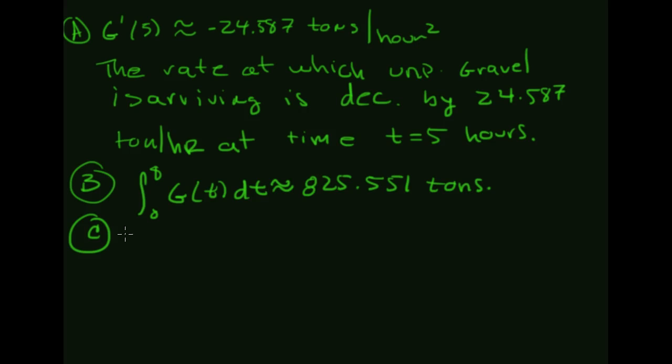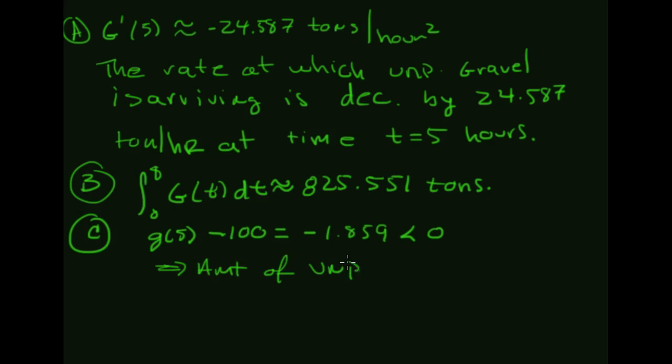Part C simply wants to know if the amount of unprocessed gravel at the plant is increasing or decreasing. So what we need to do is say this is the rate at which things are arriving at time 5. We subtract 100 from that. In the end, that comes out as negative 1.859, which means that since that's less than 0, the amount of unprocessed gravel is decreasing.